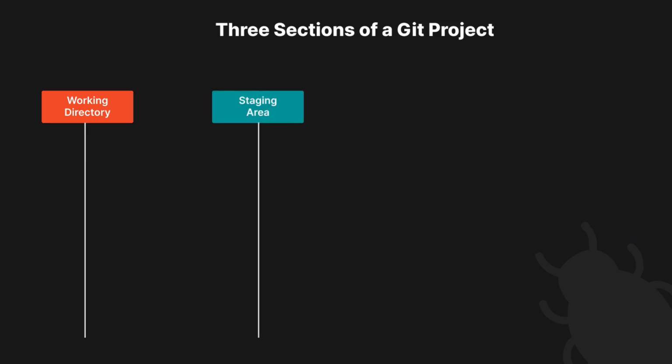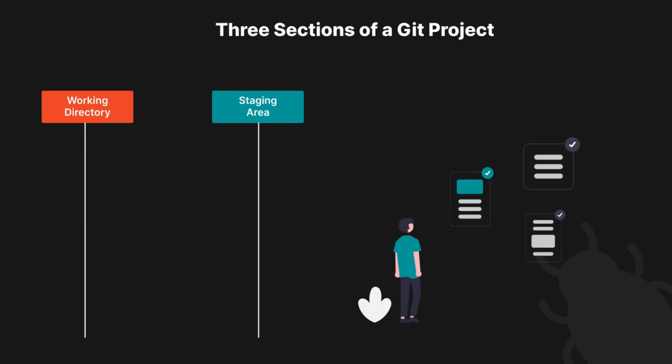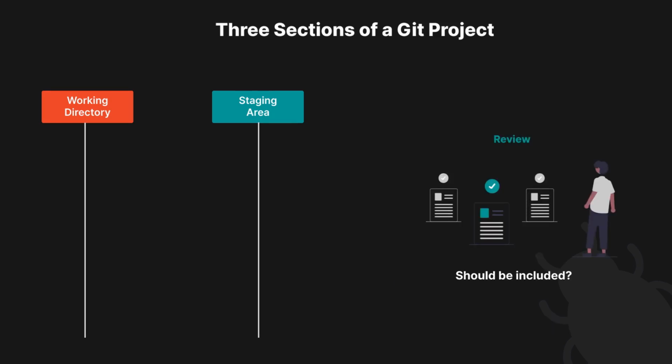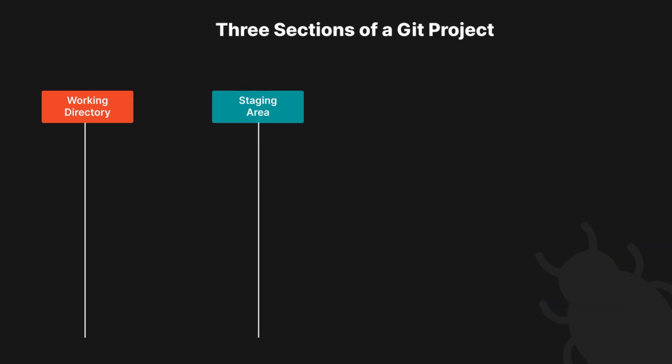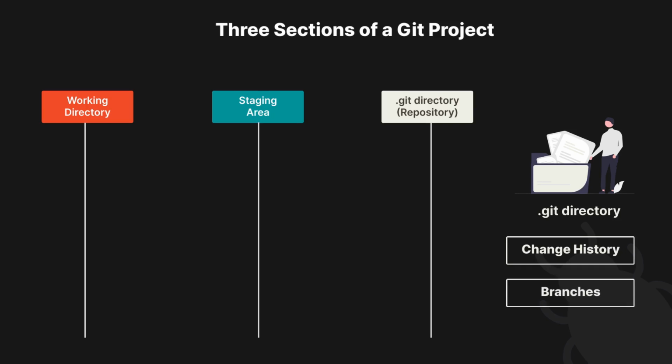The staging area is an intermediate space where the changes that you made to your files in the working directory are prepared to be saved in the repository. It's a kind of preparation area where you can review and select which changes should be included. The .git directory is the folder where all the Git versioning information is stored. It contains information such as the change history, development branches, and other repository settings.